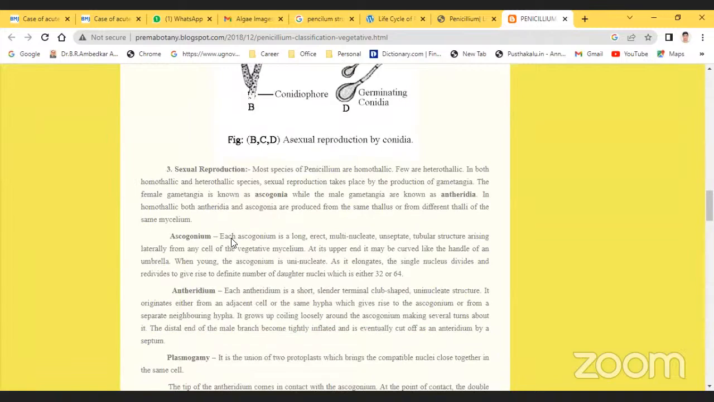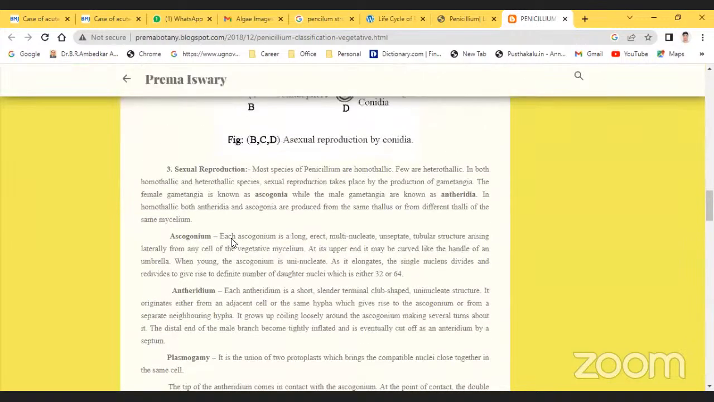So next, sexual reproduction. In the sexual reproduction of Penicillium, most species of Penicillium are homothallic. Few are heterothallic. In both homothallic and heterothallic species, the sexual reproduction takes place with the production of gametangia. The female gametangia is known as the ascogonia. This terminology is very, very important in the sexual reproduction.